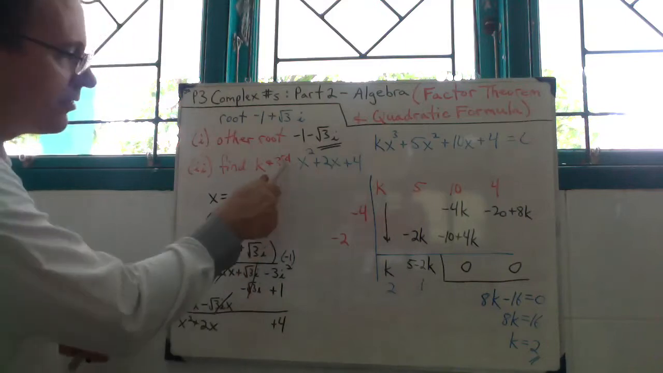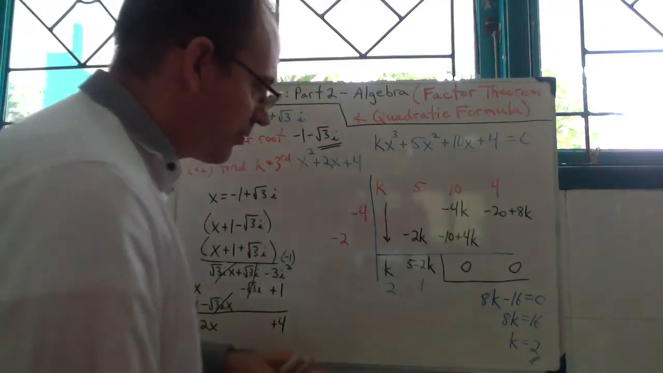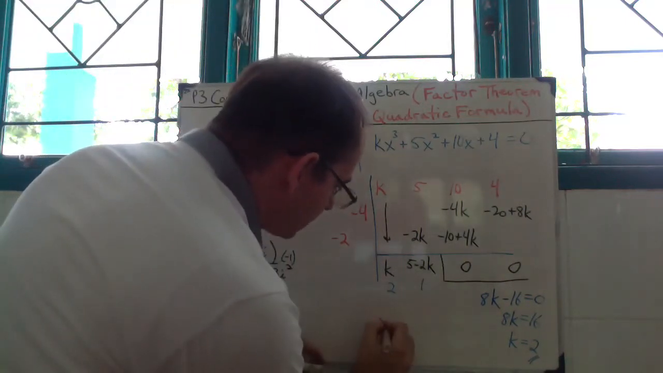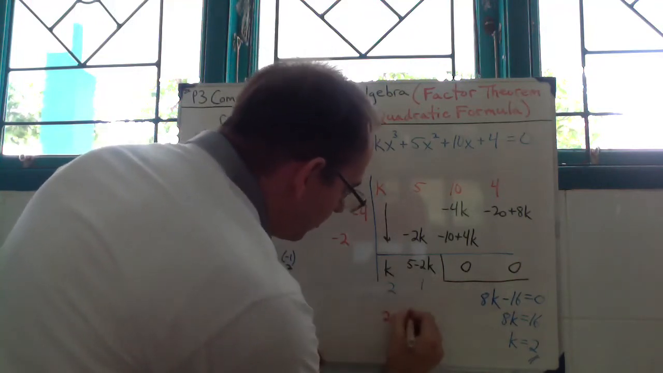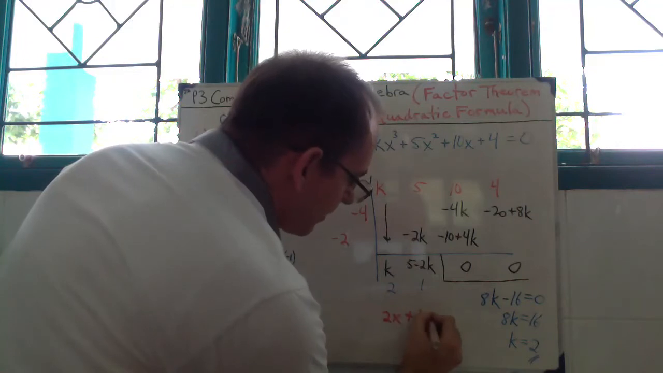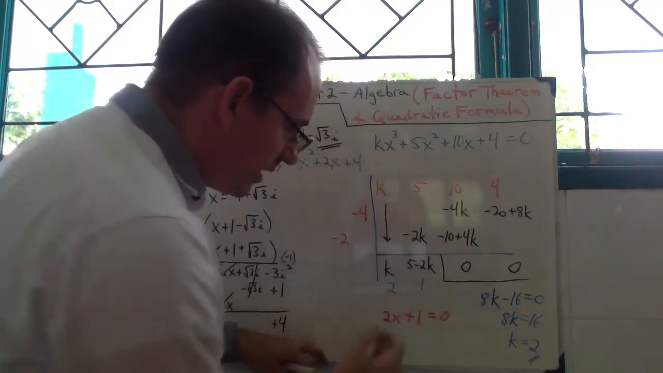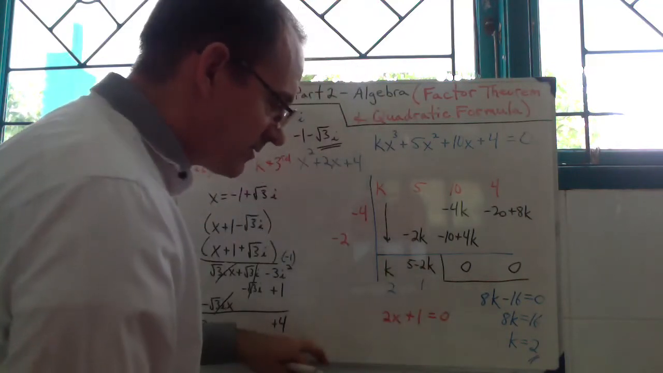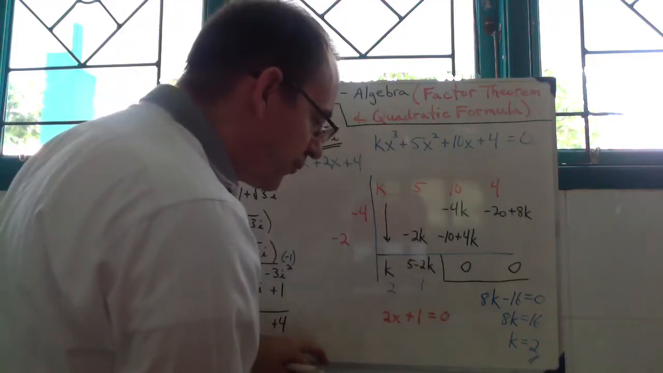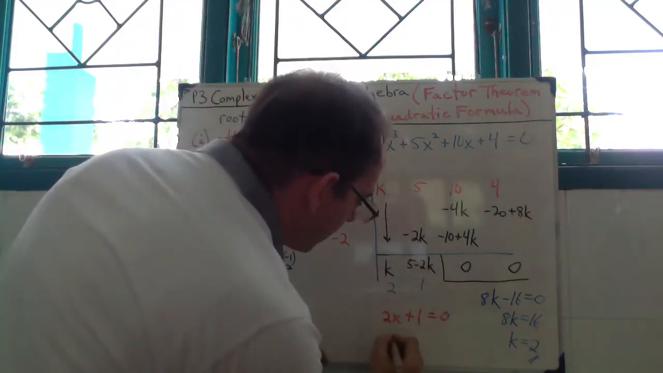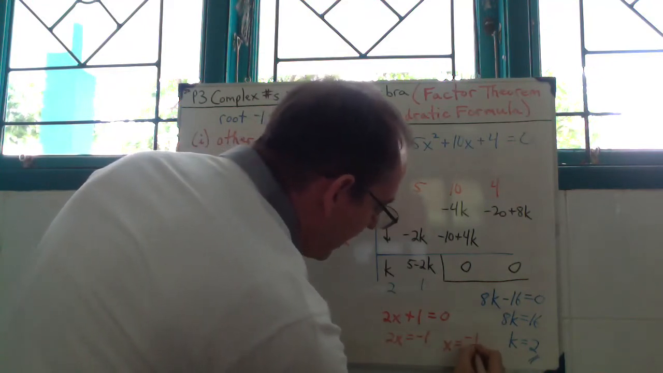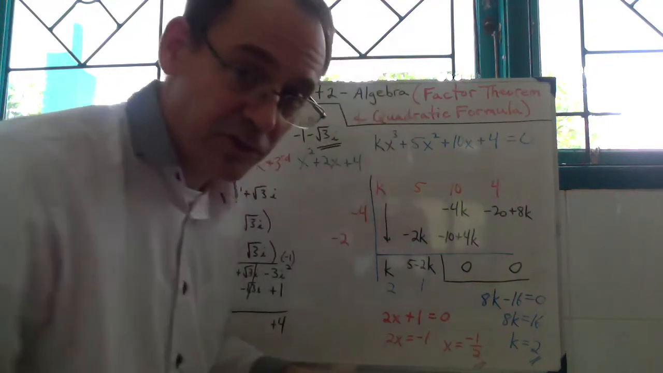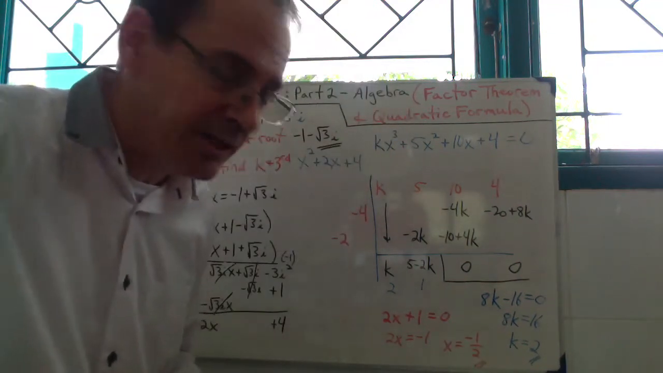It asked for the third root. The third root is 2x plus 1 equals 0. Okay, this is the factor that's left. Then to solve for it, to get the root, we have 2x equals negative 1 and x equals negative 1/2 is the root. The root is the solution.